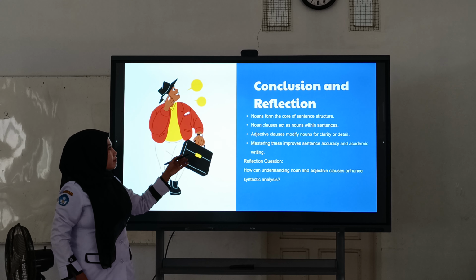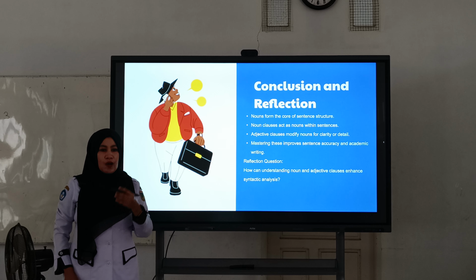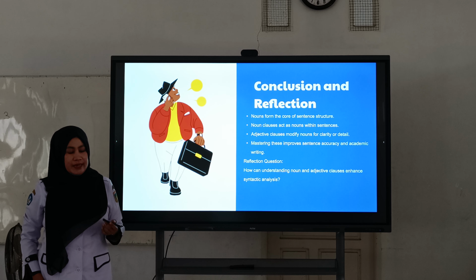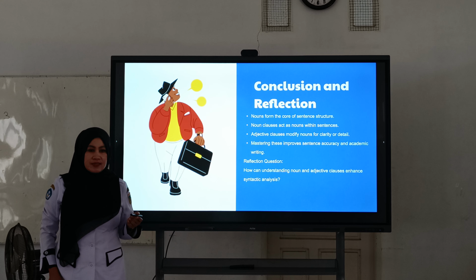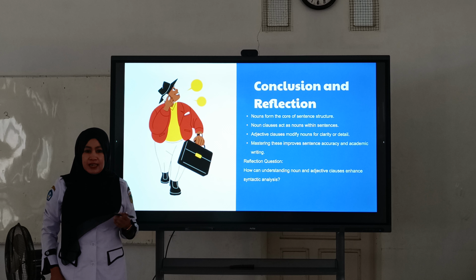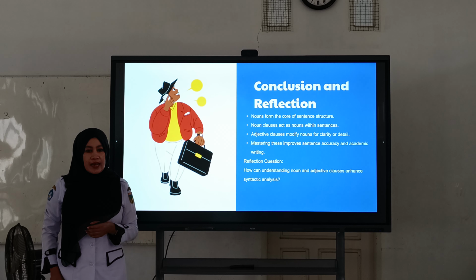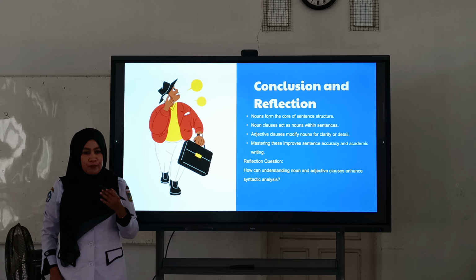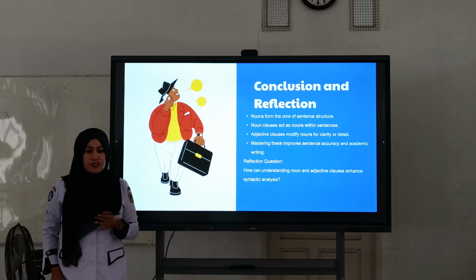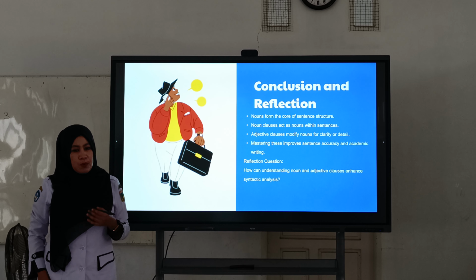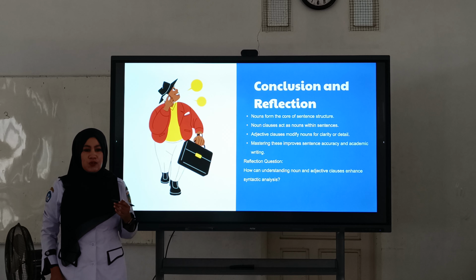Conclusion and reflection. To conclude, nouns are central to sentence construction and meaning. They can appear as single words, noun phrases, or entire noun clauses. Adjective clauses, on the other hand, modify nouns and provide additional or defining information. Together, they form the backbone of complex English sentence structures.